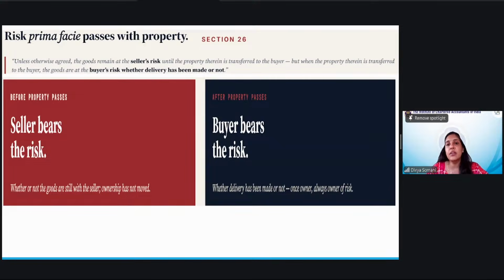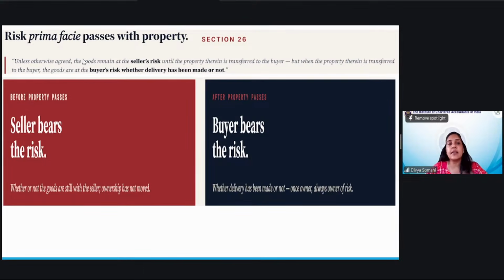Whosoever is owner, it will be his or her risk. Okay. So that is what we have to understand. If goods are damaged when the ownership has been passed to the buyer, then the buyer will be fully responsible, or he will bear the loss caused by any kind of damage. So let me just read it out for you.